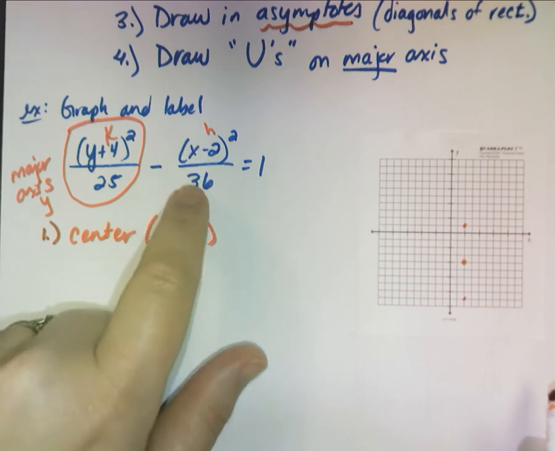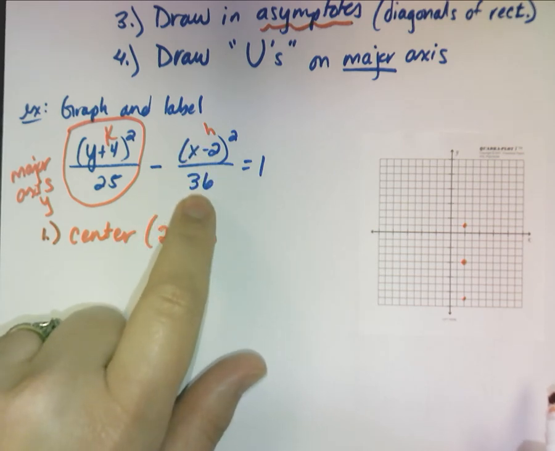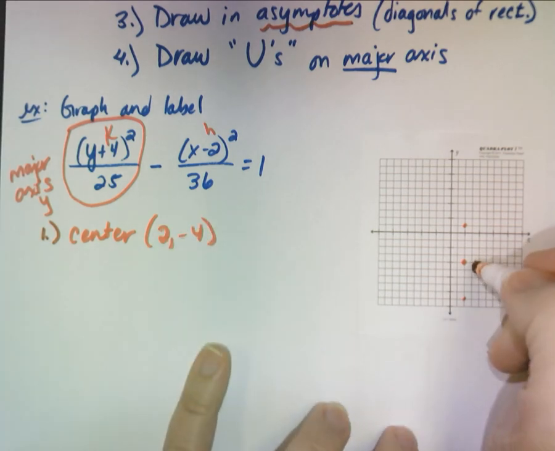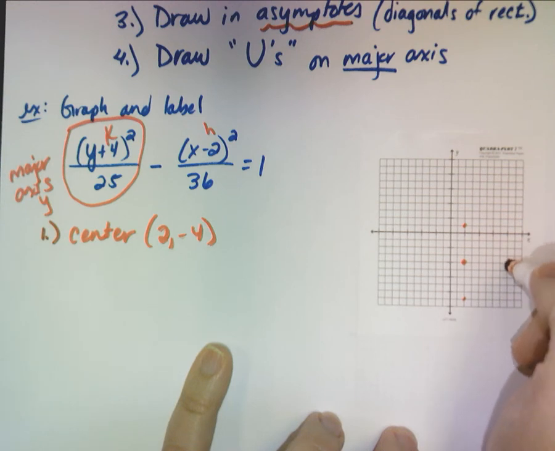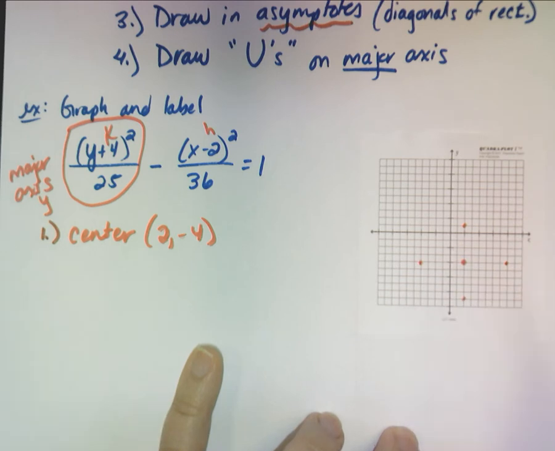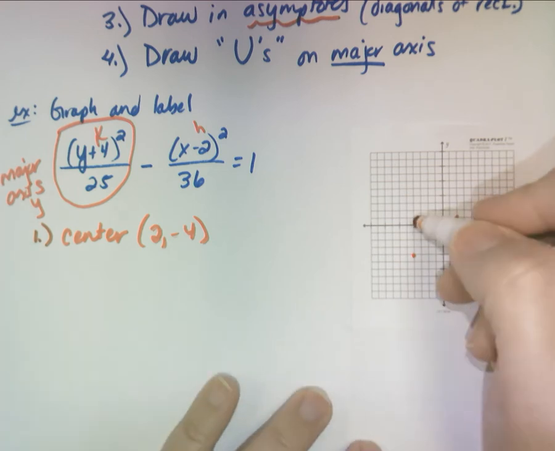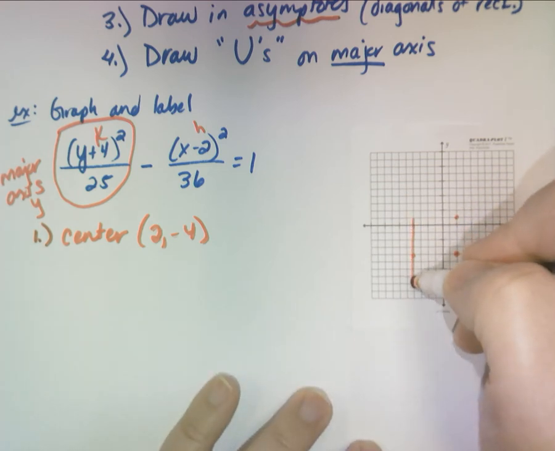Now, if I'm under the x, I'm going to go left and right that direction. Left and right, the square root of 36. What's the square root of 36? 6. So I'm going to go left and right 1, 2, 3, 4, 5, 6, and 1, 2, 3, 4, 5, 6. Okay, now if I've done that right, this should make a perfect rectangle. And that's what you're going to draw in right now.